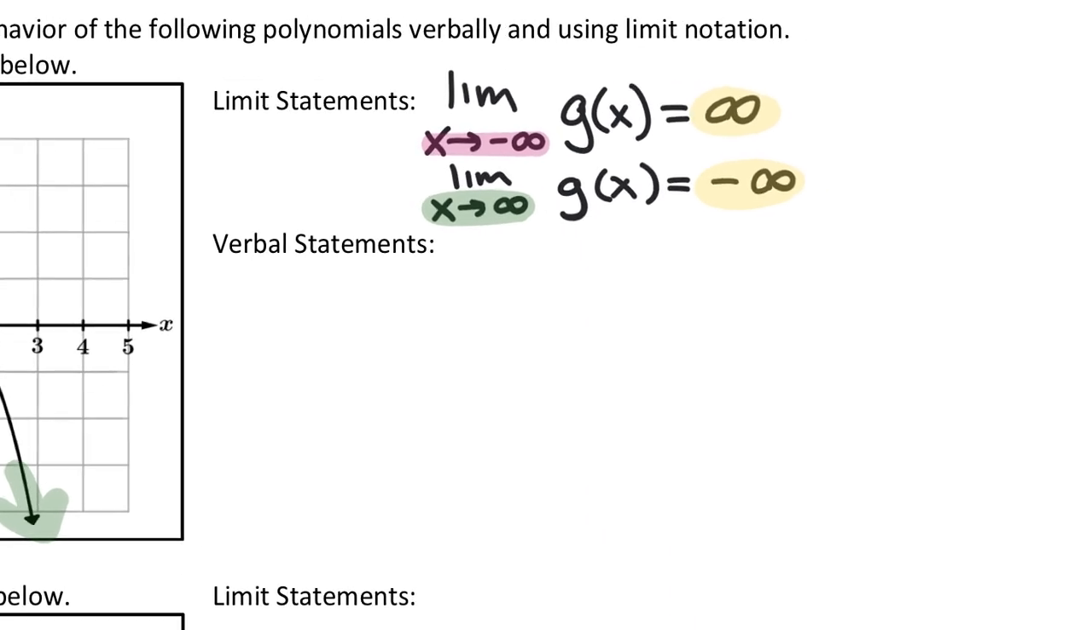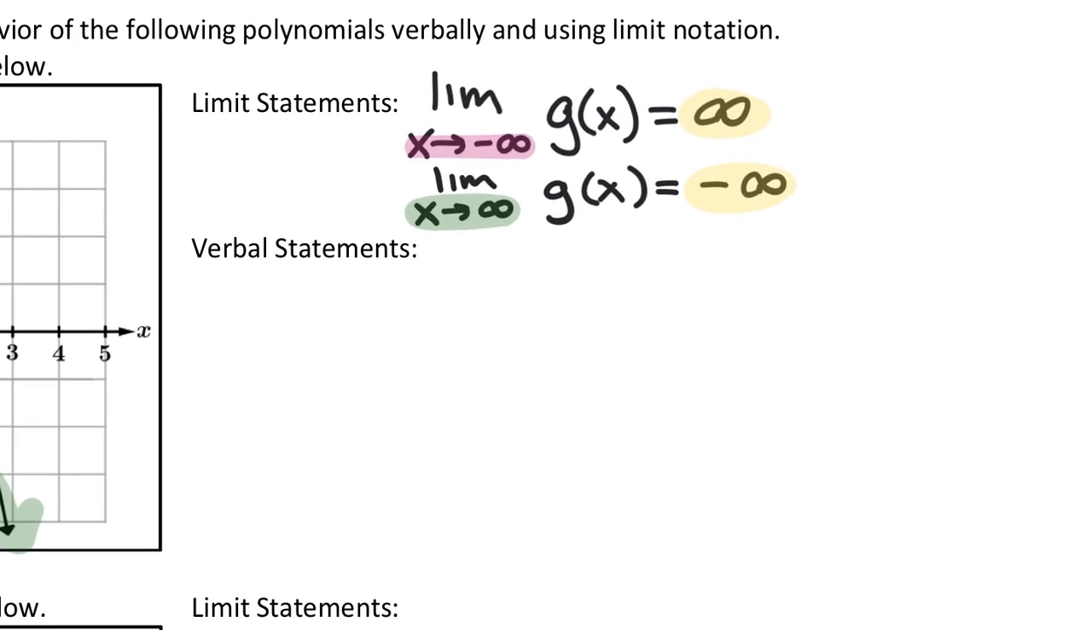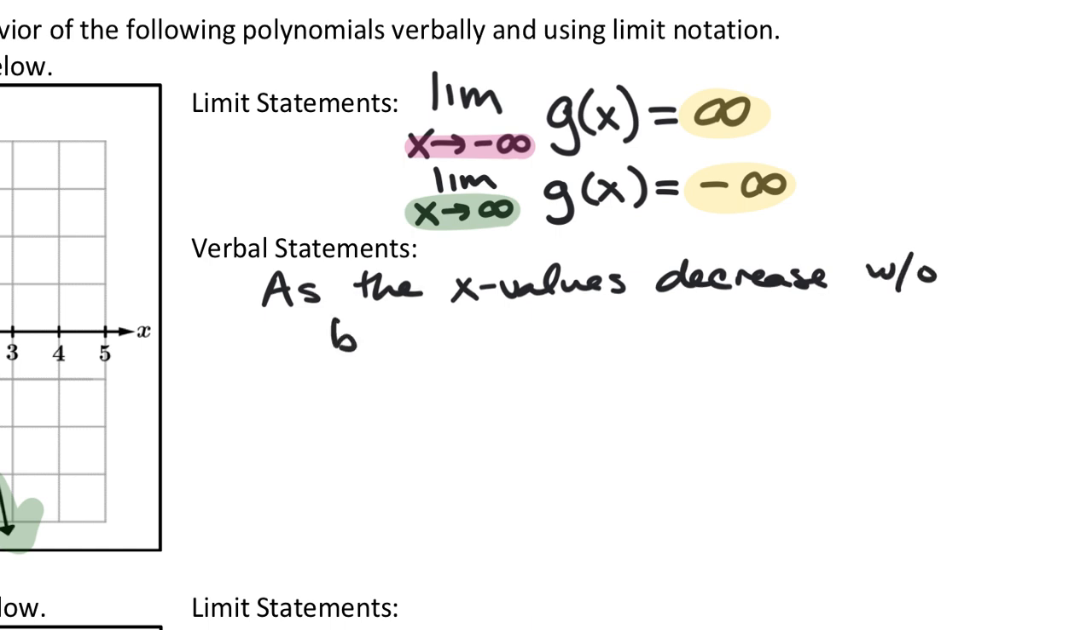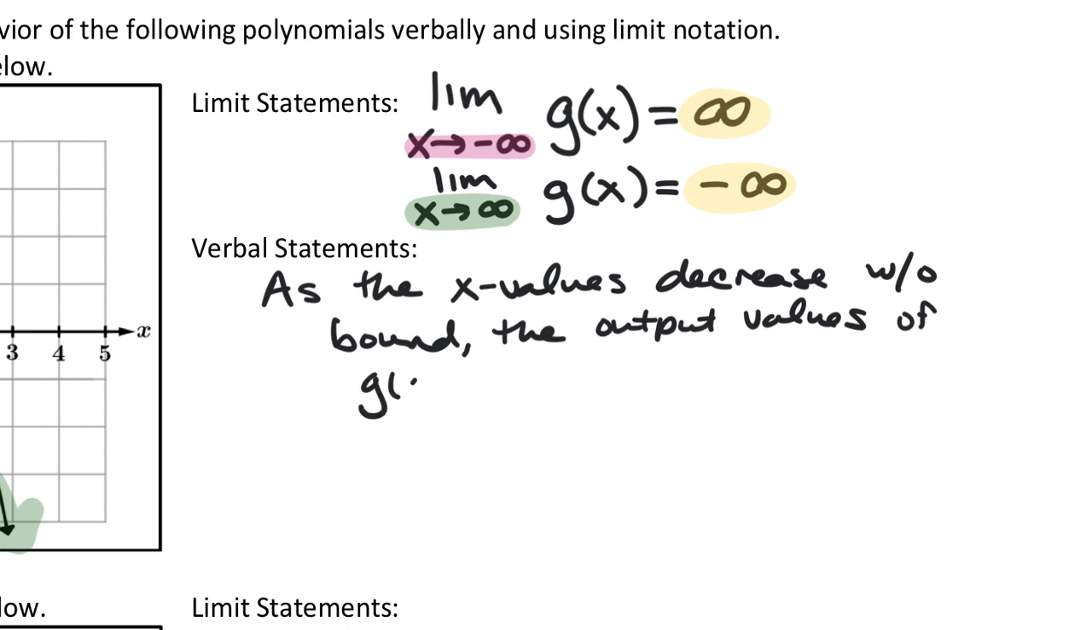The verbal statement we would use to describe the end behavior on the left side is as follows. We would say, as the x values decrease without bound, the output values of g of x increase without bound. For our notes, I wrote w/o, but on a test, you write the word out, especially if you're not sure the reader understands that shorthand. Here's what we're saying.